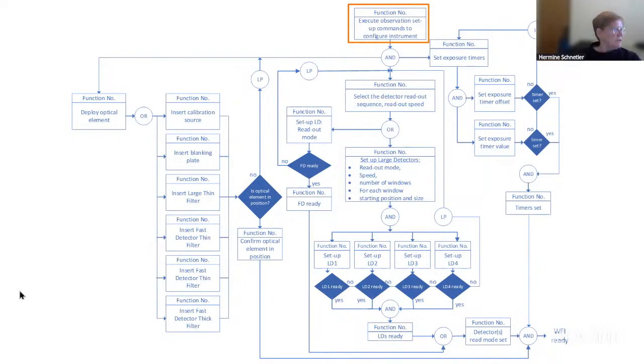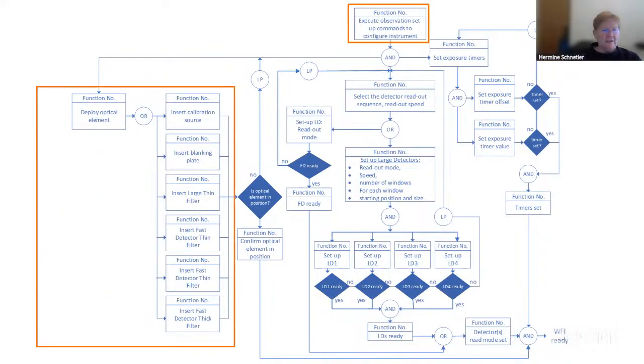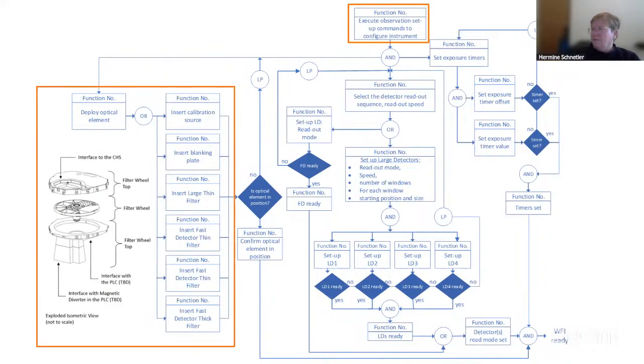But I will focus on the deploy optical element. And again, if you look at everything in there, it resulted in what we know as a filter wheel. And you can see all the different things listed there will be housed in this filter wheel. So this is how you use the functional flow diagram, the use case diagrams and analysis to start implementing functionality in hardware and software.